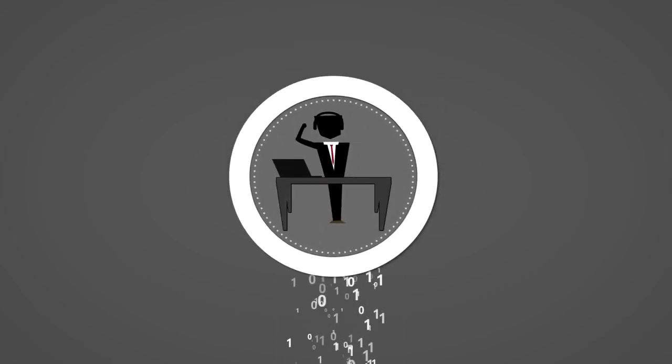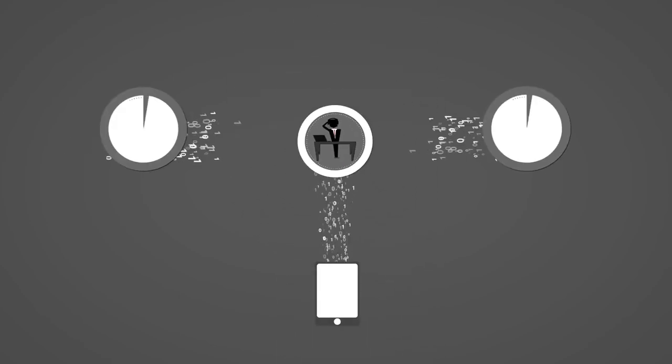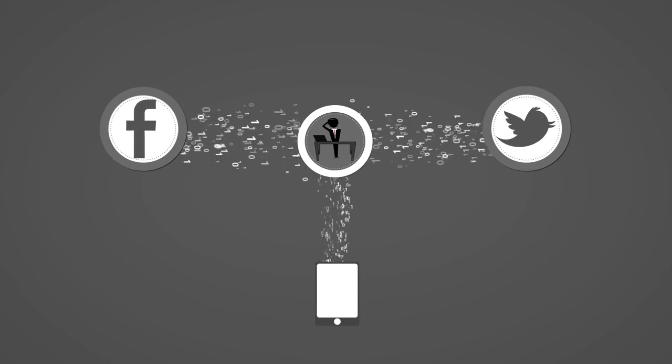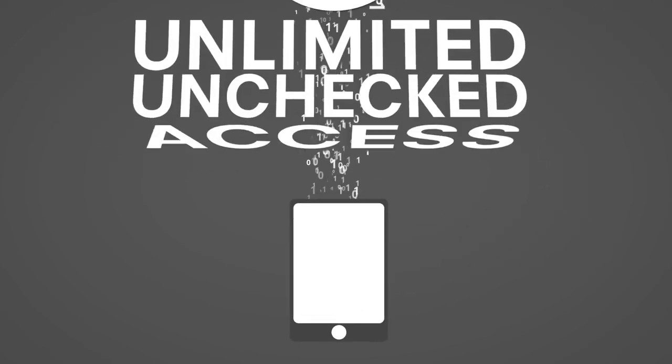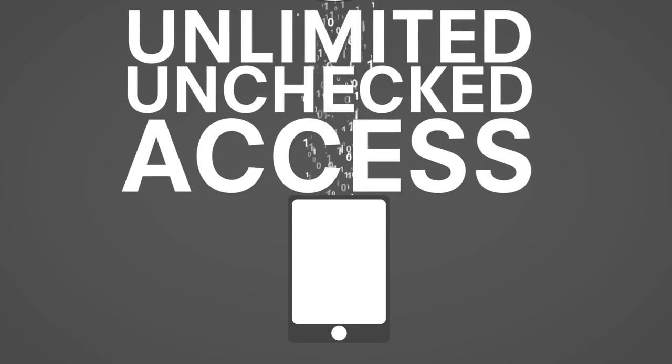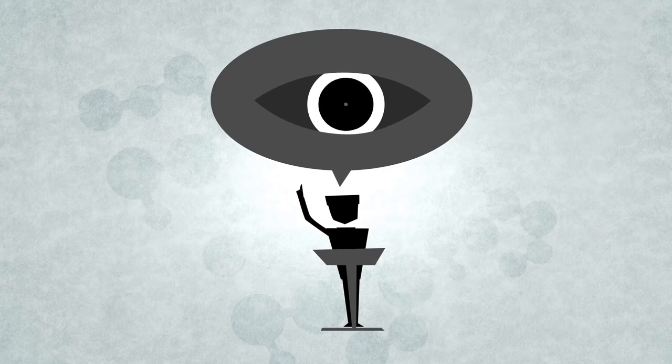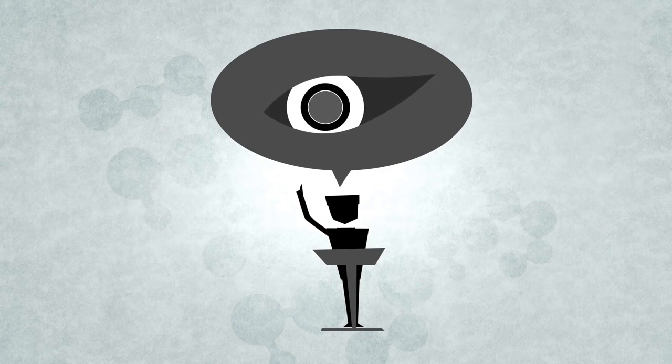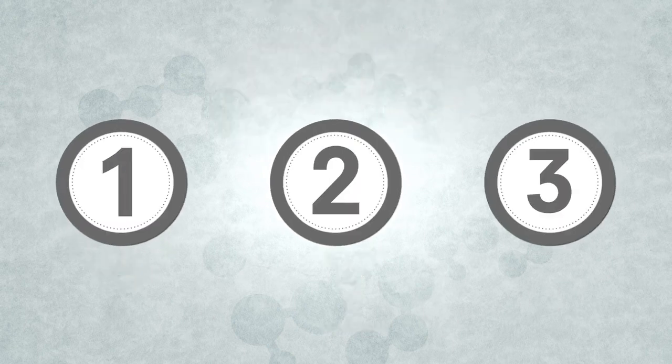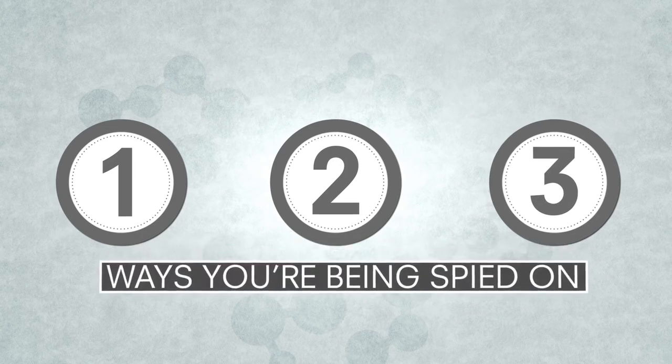Sometimes, governments are forcing companies to turn your data over to them. Other times, they just say screw it and tap networks directly, giving them unlimited and unchecked access to everything we say. Now, because no one likes an ignoramus spouting conspiracy theory about Big Brother watching us, we're going to take you on a whistle-stop tour of the three main ways your communications are being spied on.